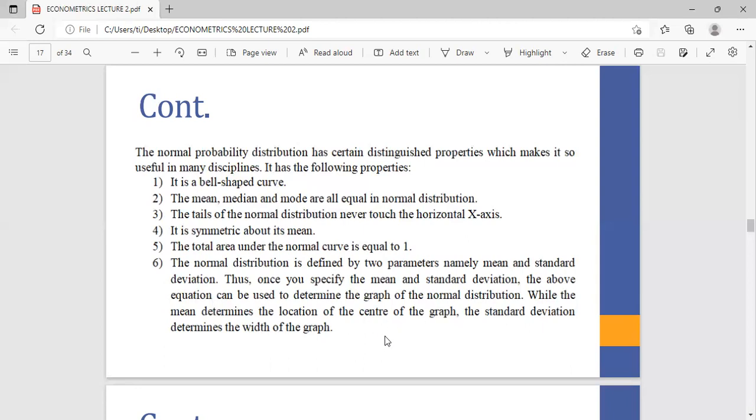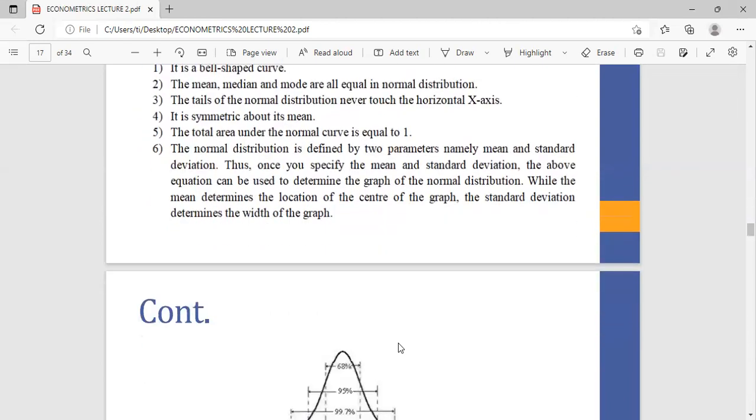The normal distribution is defined by two parameters, so please keep this in mind. Two parameters, mean and standard deviation, define the normal distribution. Thus, once you specify the mean and the standard deviation, the above equation can be used to determine the graph of the normal distribution. While the mean determines the location of the center of the graph, the standard deviation determines the width of the graph.